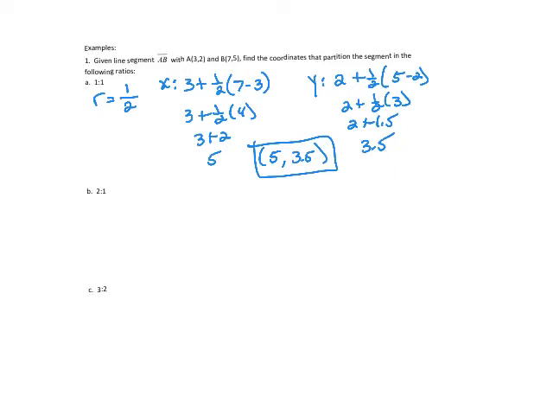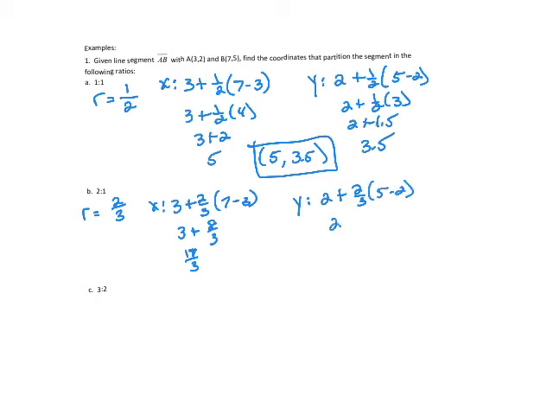For the next two examples, the only thing that changes is the ratio. Here the ratio is going to be 2 over the total 3. I want to be 2/3 of the way across. So for x, again, the 3 stays the same. The only thing that changes is that scale factor. Everything else stays the same. I have 3 plus 8/3, and when you add that together, it's 17/3. For my y, again, the only thing that changes is the scale factor. 2/3 times 5 minus 2, so that's going to end up being 2 plus 2, which is 4. So this answer is (17/3, 4).